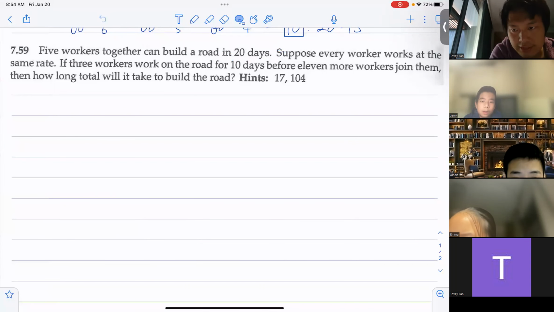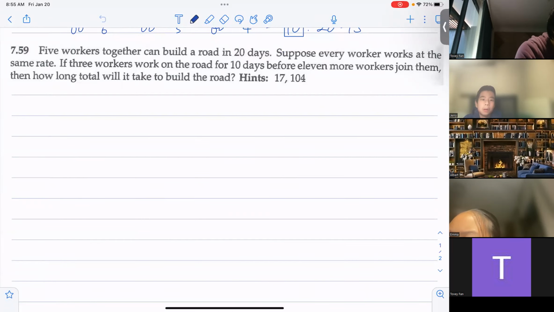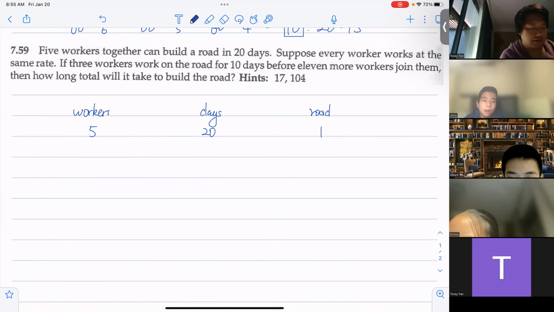So one road, the same road, throughout this question. So you can work out the individual work rate from that. I'm going to list them down and see if you guys have any idea. We have 5 workers. Maybe I'll do a table: workers, days, and the job, which is just one road. So we have 5 workers, 20 days, and they can finish one road, right?